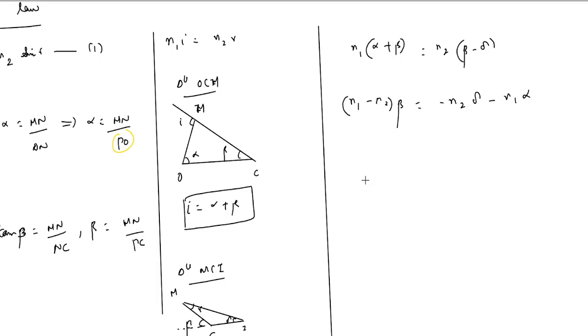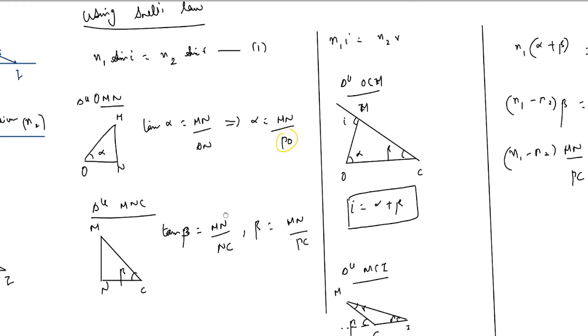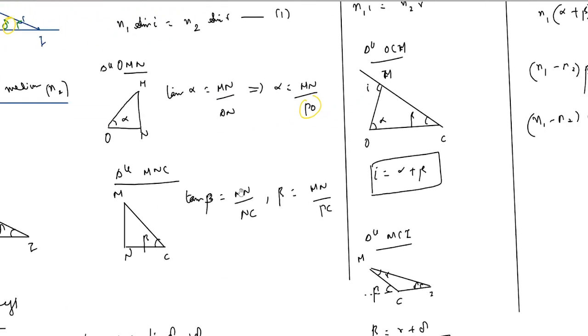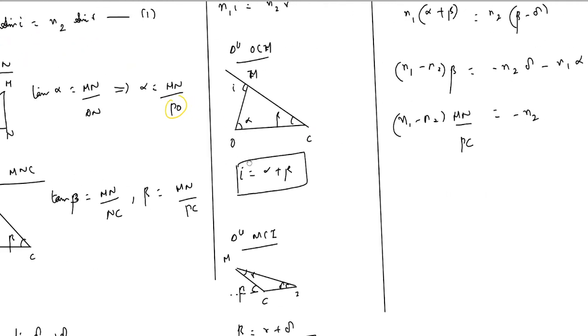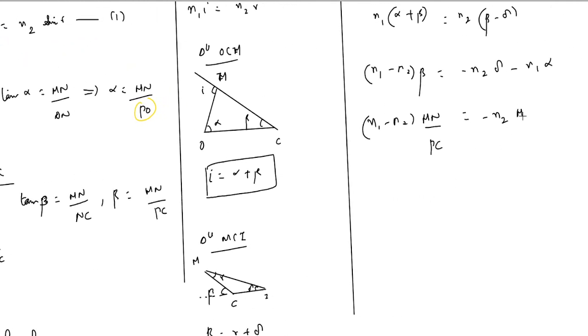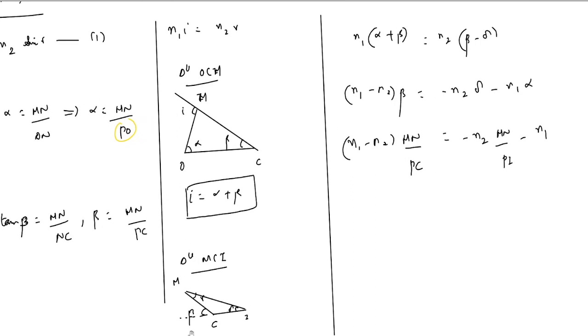Now putting back the values, it is N1 minus N2 into beta, which was MN by PC, that is equal to minus of N2 into delta. Delta was MN by NI, or MN by PI. This delta here, MN by PI. So minus N1 into alpha, it's MN by PO. So it is MN by PO.